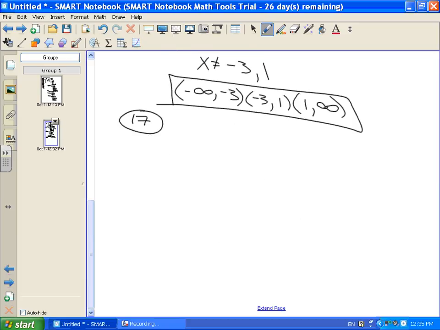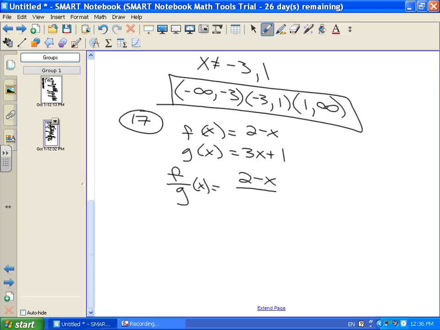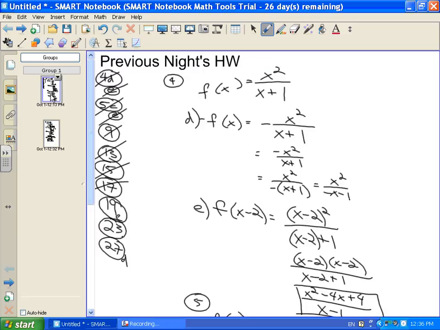17. Did you need to see all of the parts for this one? No, I just need to see just the dividing one? Okay, so they want f over g of x. So that's 2 minus x over 3x plus 1. Can I cancel anything? Can I factor anything and then maybe cancel something? No. Good. 19e.